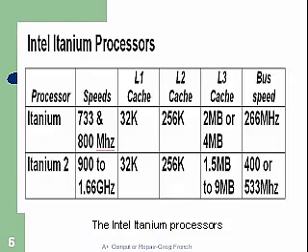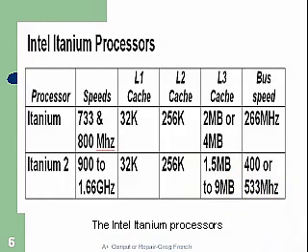The Intel Itanium processors. Here you can see we've got the Itanium 1 and Itanium 2, the different speeds of the two, the type of cache. You can see that Intel is very, very stingy on the amount of cache. They have increased that considerably now. And the different bus speeds. This is fairly older technology.